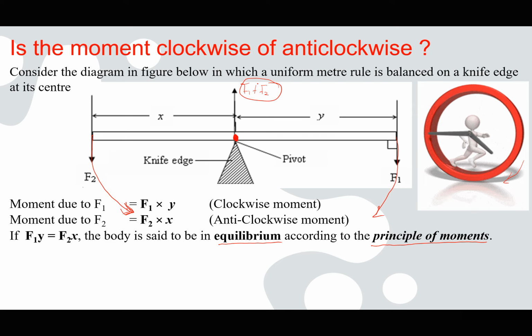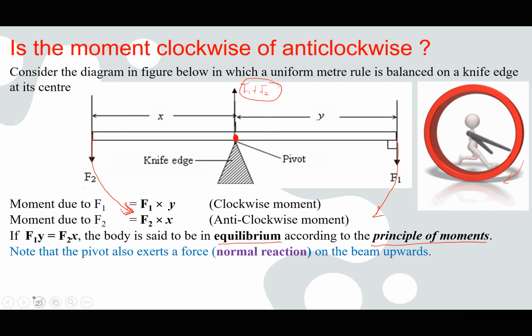So if the clockwise moment is the same as the anticlockwise moment, we shall say that the body is in equilibrium. So note that the pivot exerts a force. This force always acts on a body wherever two bodies are in contact, and that is called the normal reaction force or the contact normal reaction force. So it will be acting on the beam upwards to balance total forces downwards.